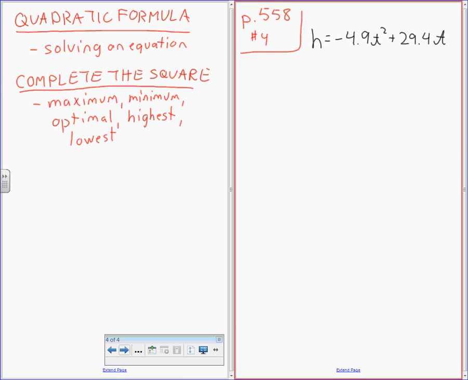I'm picking on you first. When it says when does the rocket hit the ground, what information does that give you? Does it give you your height or your time? What's the height going to be when it hits the ground? Height's going to be 0, right? So we're going to solve h equals 0.